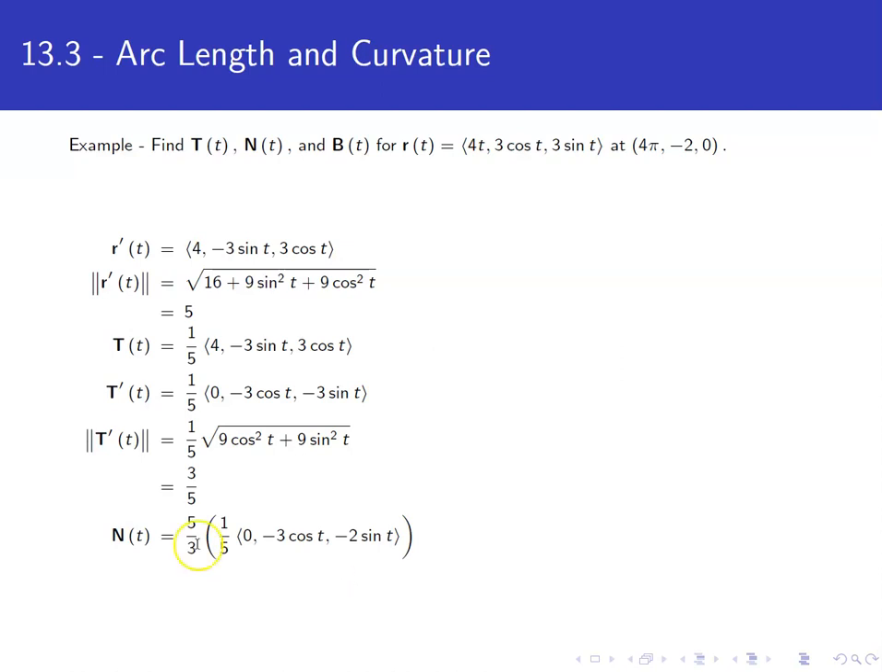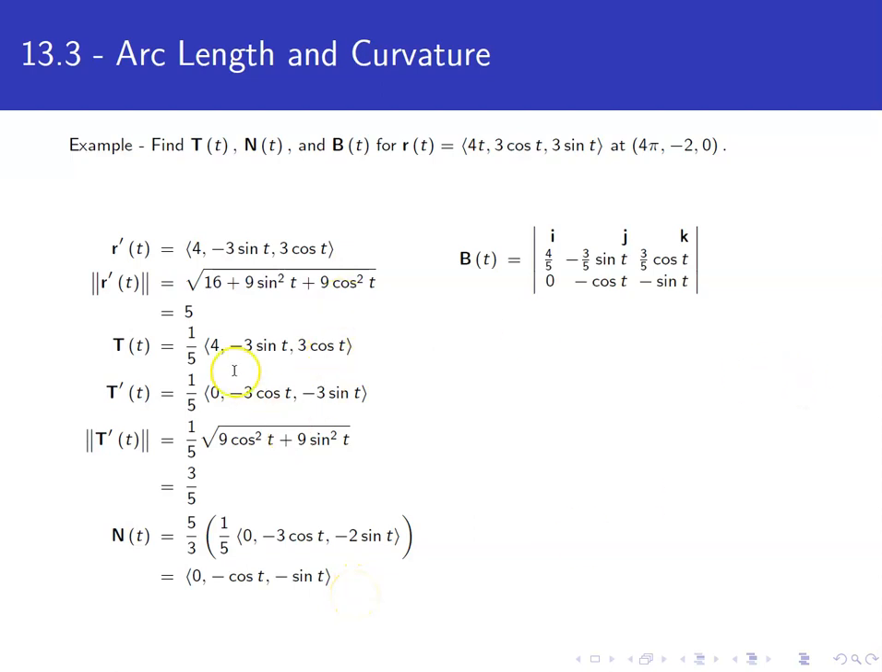Which means our unit normal will be 1 over the magnitude of the derivative. That's where the 5/3 is coming from, the reciprocal of this, times the 1/5 of the 0, negative 3 cosine t, negative 3 sine t. This is not a 2, this is supposed to be a 3. I'm just recopying it from here. This is another typo. That should be a 3, which is really weird because I really would have just copied and pasted that. This should be a 3. 5 over 5 will cancel, make a 1. Distributing the 1/3 through, you just get negative cosine t, negative sine t for your unit normal.